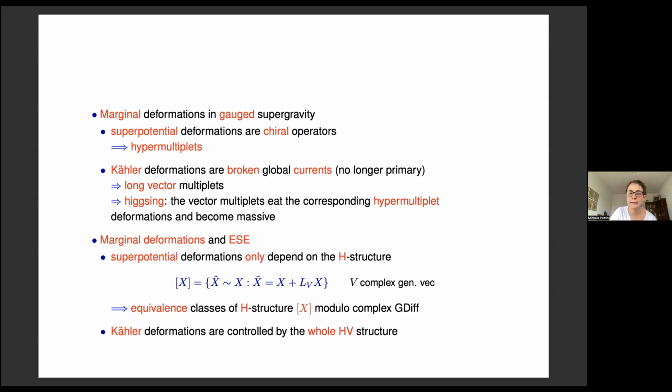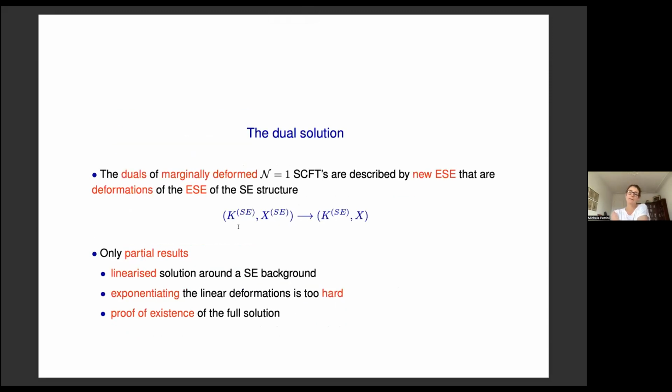And in my language, this Higgsing, the gauging in gauged supergravity, is a gauging of the solution, and in my language, the gauging is realized by a generalized diffeomorphism. So my marginal deformations, in my reformulation of supergravity, should correspond to the H structures modulo the equivalence class of generalized diffeomorphism, because I don't want the hypermultiplets that are Higgsed to give the long multiplets. Okay, with this in mind, we can start looking for the solution.